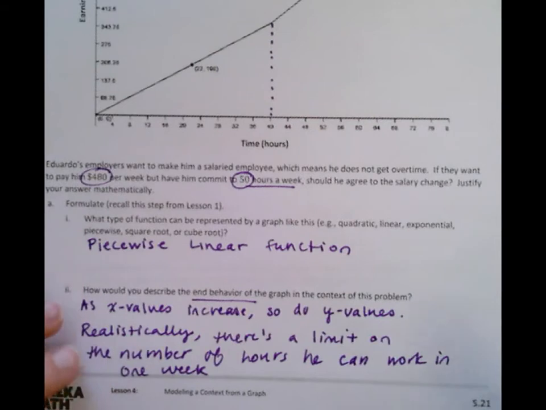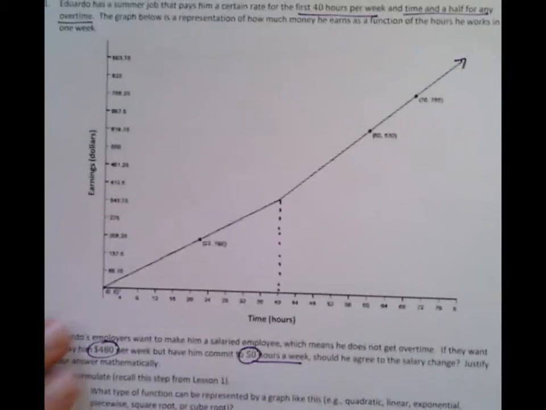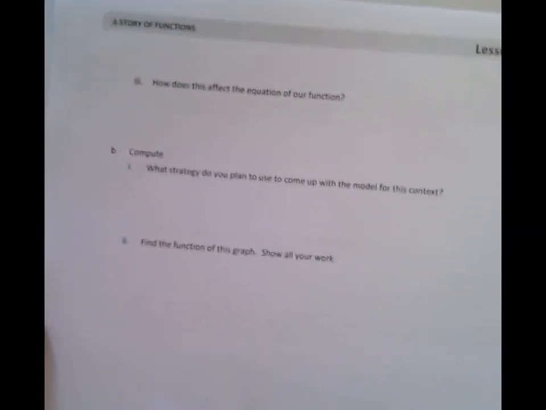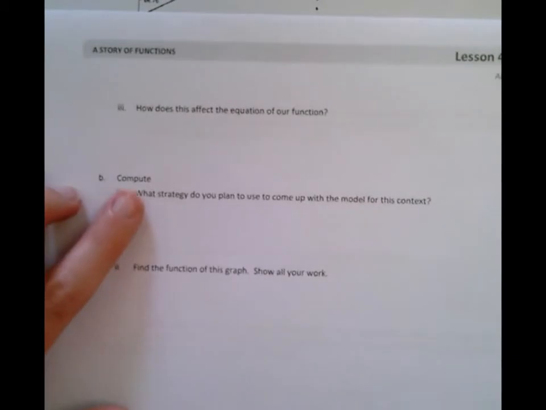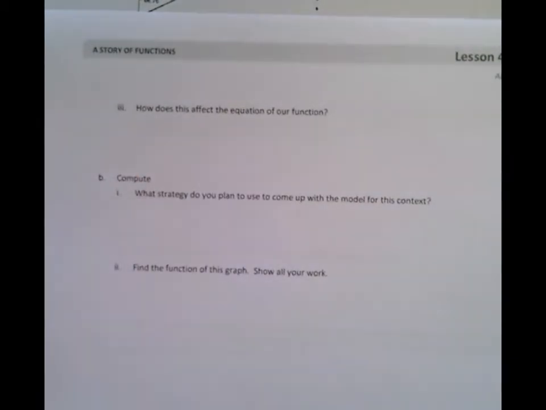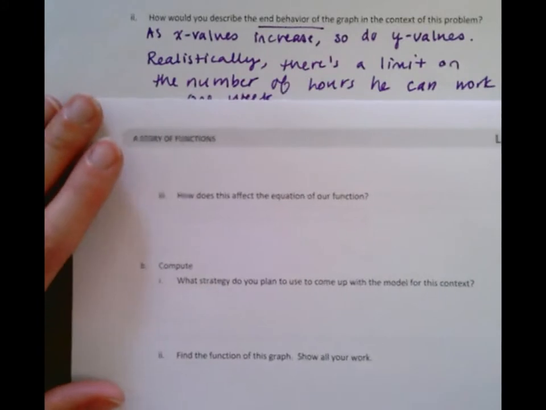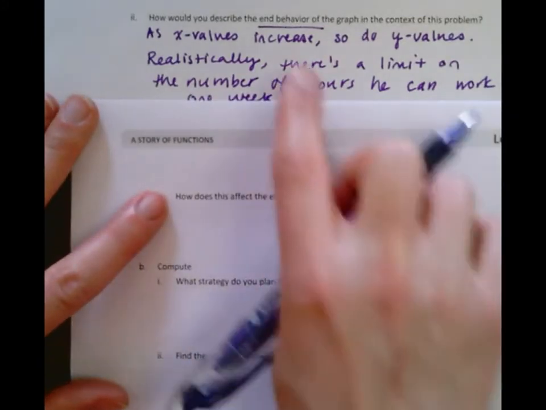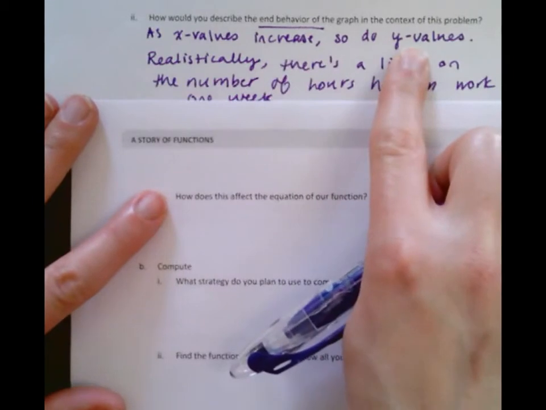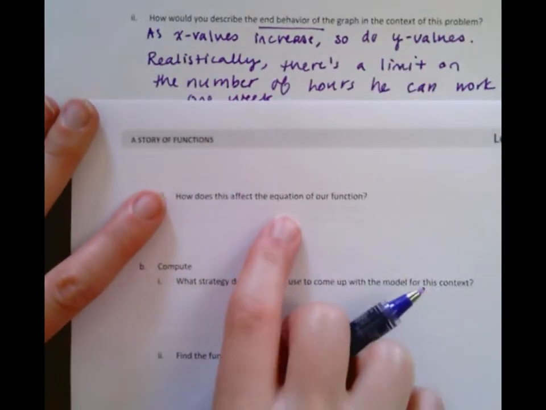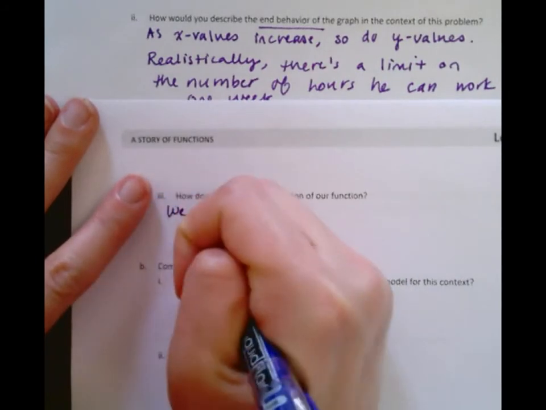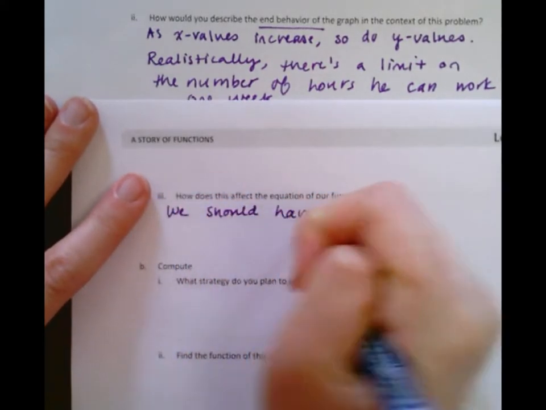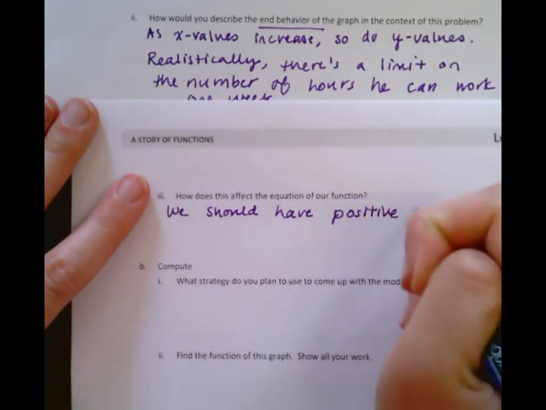Okay, so now I'm going to turn to the next page, and we're going to keep referring back to this graph. So you may have to flip back and forth. On the next page, it says, how does this affect the equation of the function? It's asking what the end behavior is telling us about the equation. Well, if as x increases, so does y, that would mean that our equations should have positive slopes.